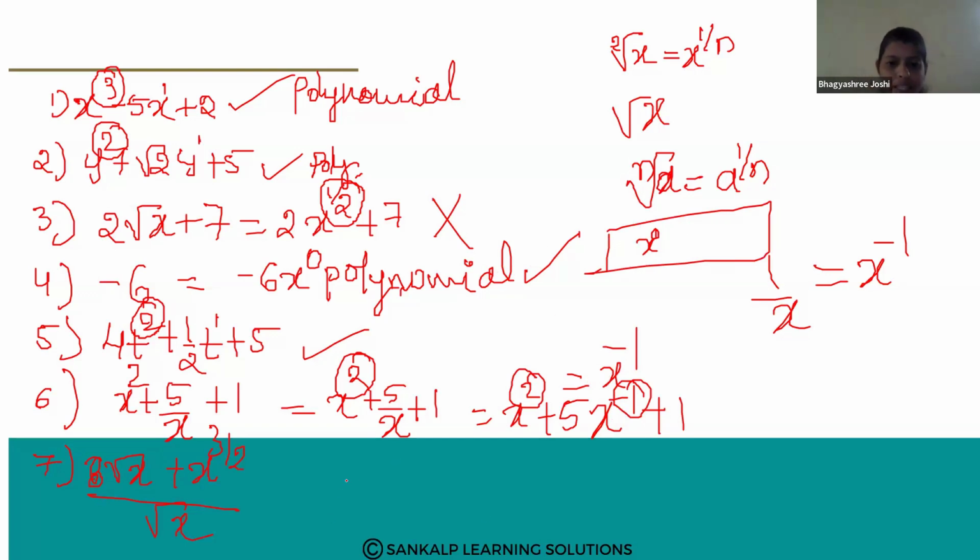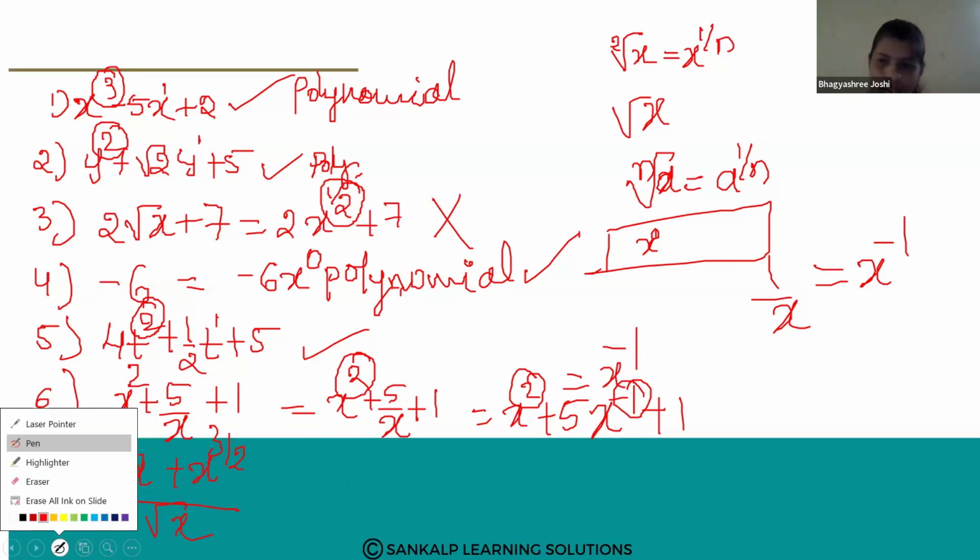Okay. Next. Yes, dear students, children, seventh question. It is 3 into root x plus x raised to 3 by 2 divided by root x. I will give you the time. First simplify. Simplify and then tell the answer. Don't just say the answer. Is it a polynomial or not? I will give you time. I will wait a little.